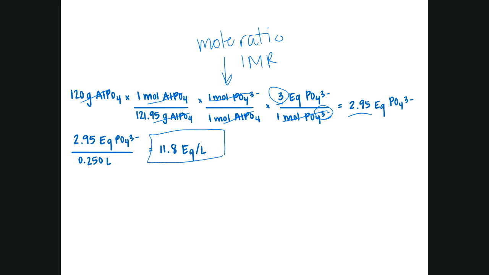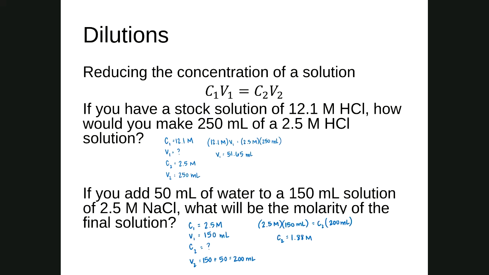Now, not every solution is at the correct concentration that you want to be using in your given experiment or in the field. So we have to do something called a dilution. And a dilution just means that we are decreasing the concentration of a solution.